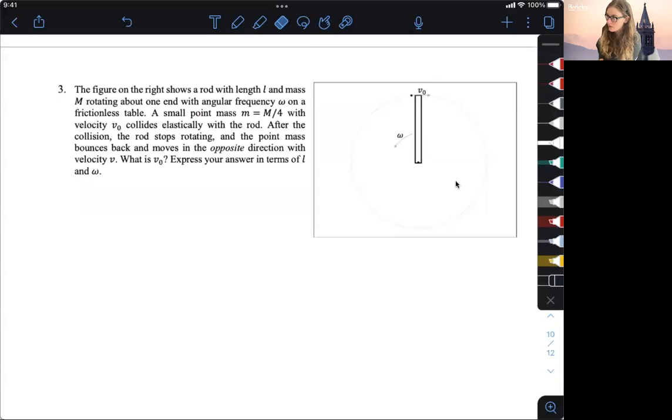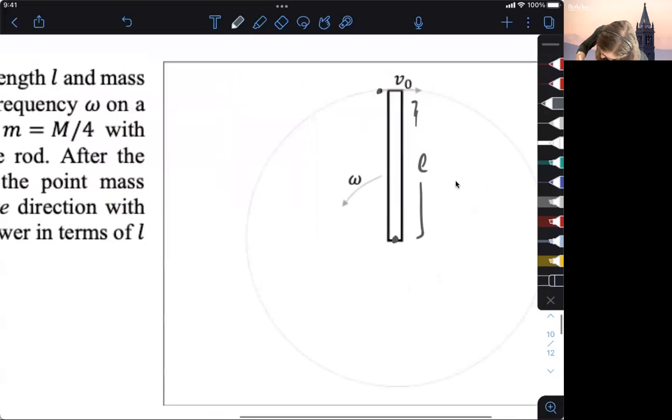Okay, so let's talk about what's happening in this problem. All right, so we have a rod and there's a length of the rod. So L is the length. It's also the radius of this system because this is the point that it's rotating around initially. So there's a rod with length L and then there's this little mass that's super tiny. It's right here.